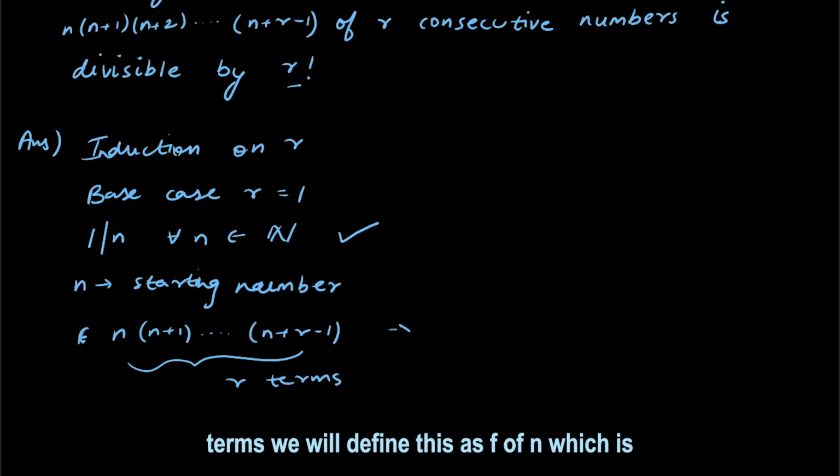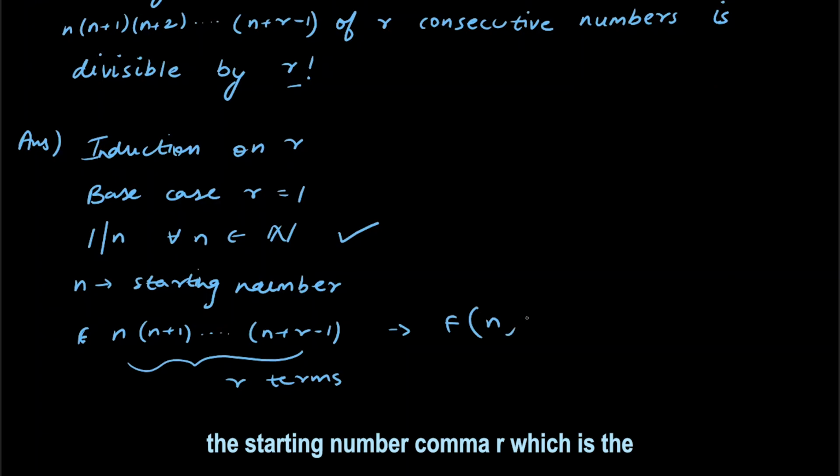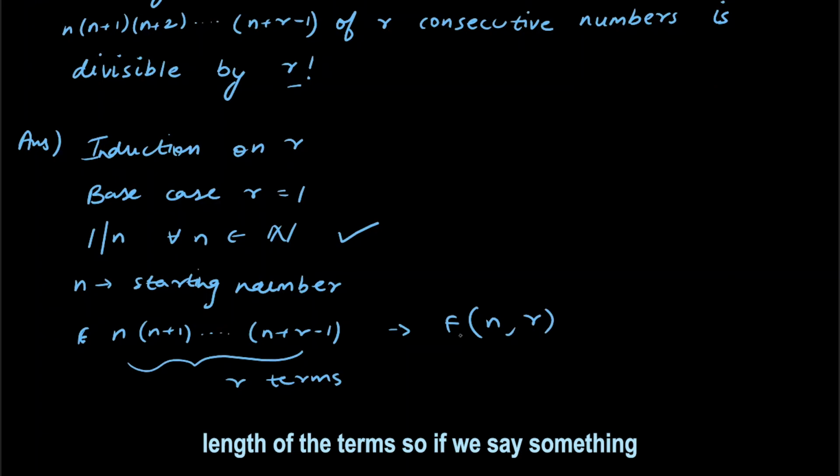We will define this as f of n comma r, where n is the starting number and r is the length of the terms. So if we say something is f of n comma r, we mean that it's a multiplication of consecutive natural numbers which starts with n and has r natural numbers in total. Okay.